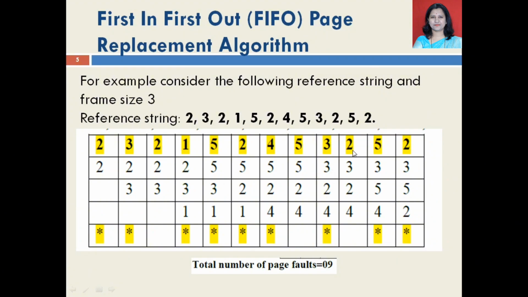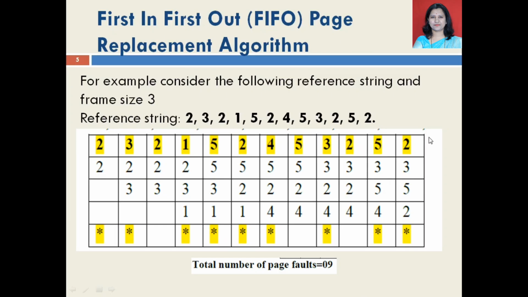Okay, now next we have to place the 2. 2 is already there, so there will again be no page fault. Next is 5. To place this 5, the oldest page among these will be the 2. So 2 will get replaced with the 5 and it will become 3, 5 and 4.